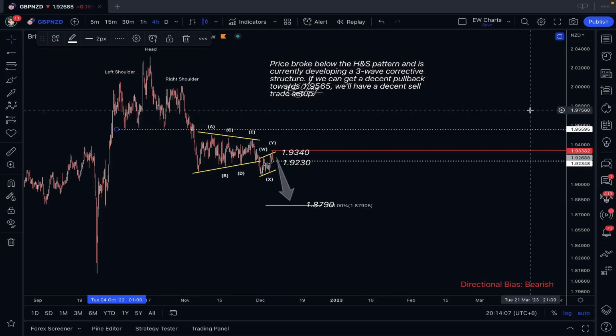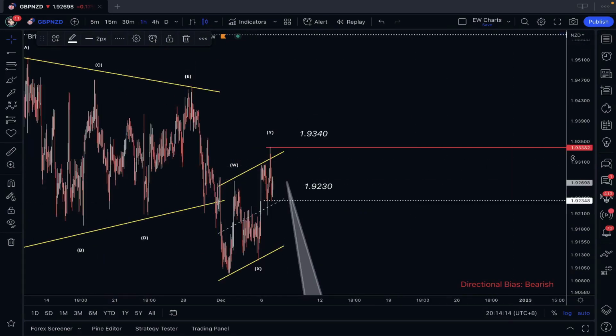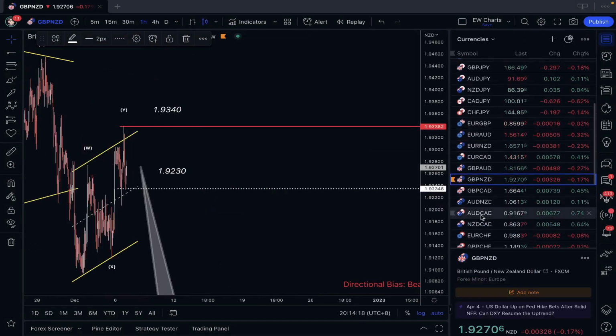Yeah, so this is another one you definitely want to have in your watch list for Pound New Zealand. You might get this trade maybe by today or even like tomorrow. Okay, so definitely you want to keep an eye on it in your watch list.